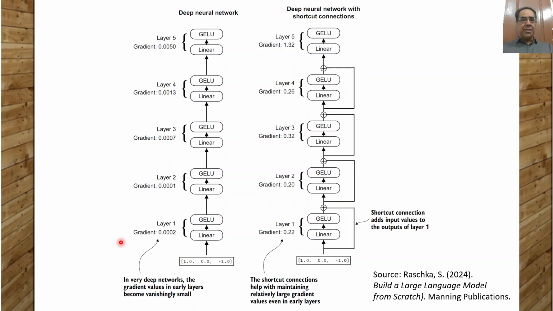To avoid this issue, that's usually named gradient vanishing, in the right figure the shortcut connections are added in each layer, as you can see here. Shortcut connections involve adding the inputs of a layer to its output, effectively creating an alternate path that bypasses certain layers.